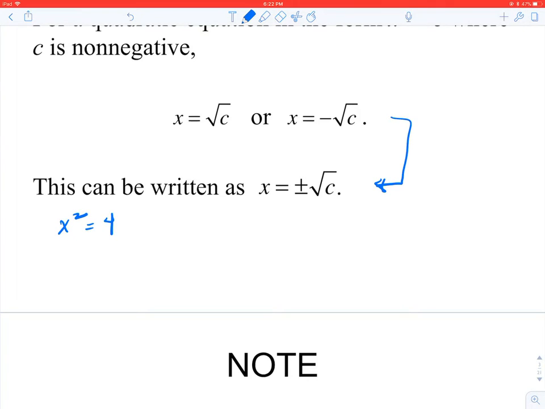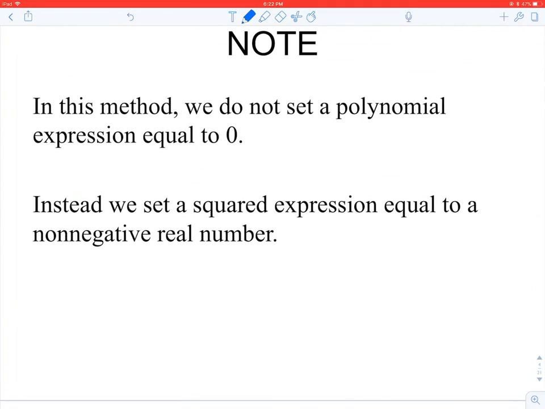So when we had x squared equals +4, notice that x squared is by itself on one side of the equation, and then we have the positive constant 4 on the right-hand side. So x is equal to plus or minus the square root of 4, and we know that the square root of 4 is 2, so we end up with x is equal to plus or minus 2. That represents two solutions, x equals +2 or x equals -2.